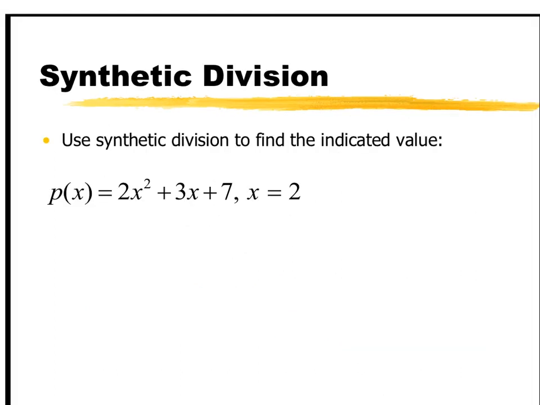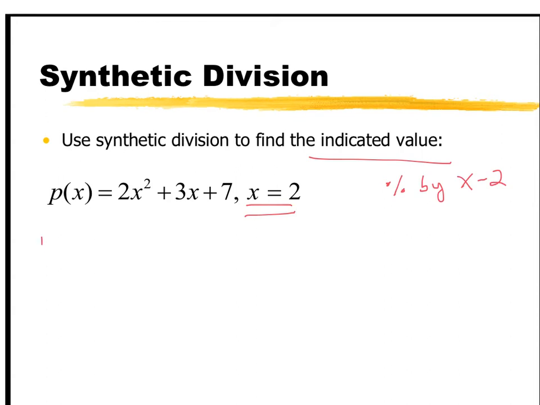First example, we're going to use synthetic division to find the indicated value. So what that means is I'm going to take this one and use synthetic division. I'm basically dividing by x minus 2. It's the same thing as long division. Okay? So here's what I'd like to do though. What we're actually finding is when x is equal to 2.